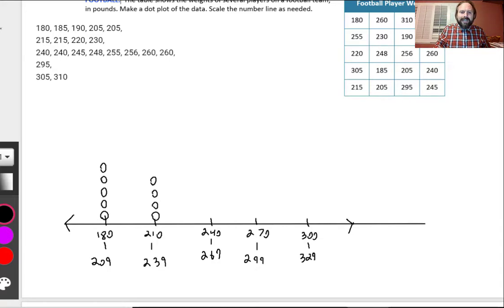All right, while I'm putting 8 dots, what strategy did I use? I used that C word. What is that C word? It's counting. All right, let's go on.